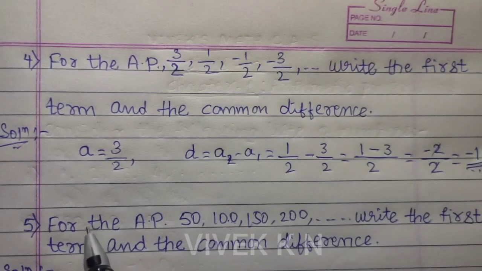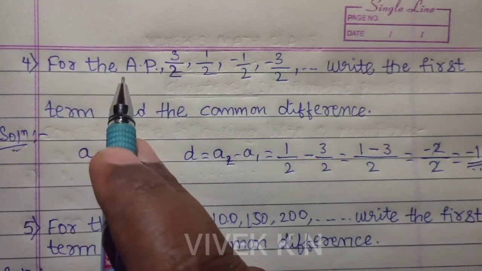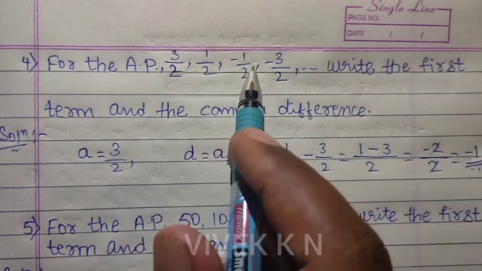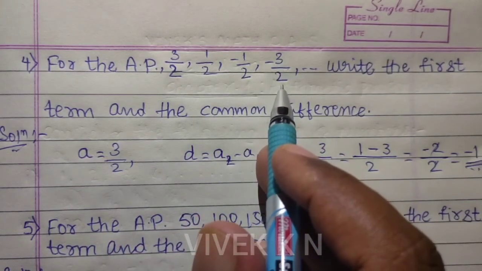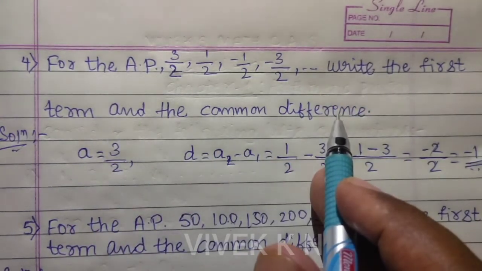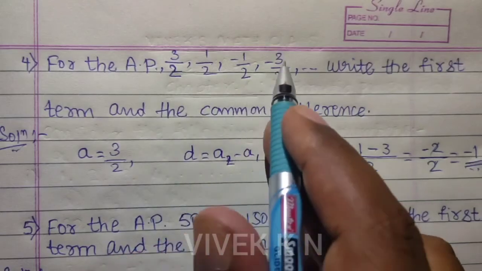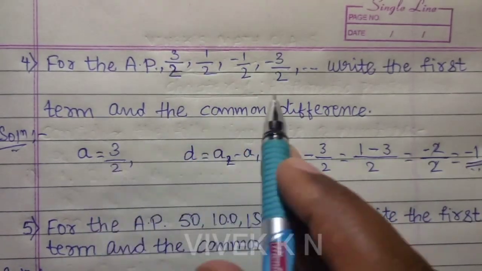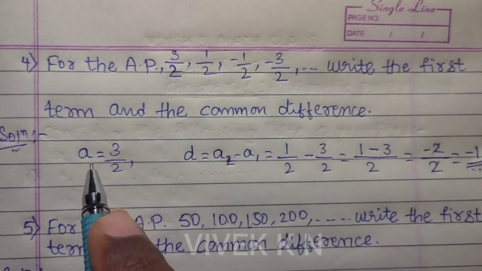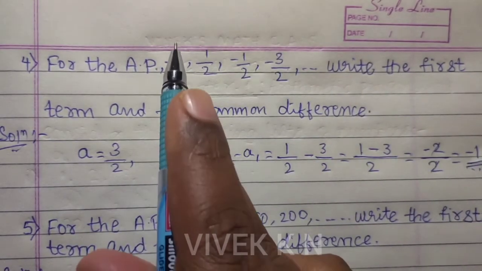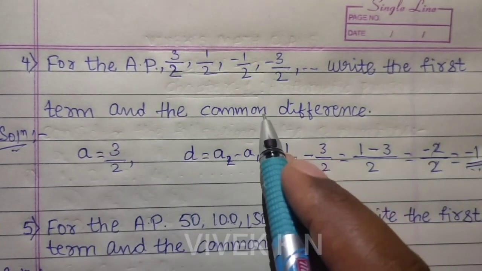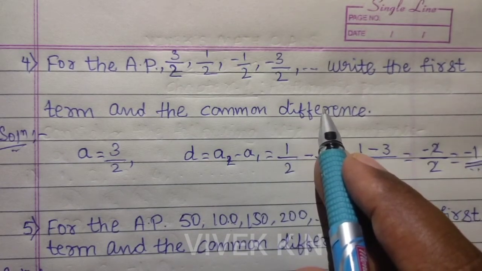Let's move on to the fourth question. For the AP 3 by 2, 1 by 2, minus 1 by 2, minus 3 by 2, and so on, write the first term and the common difference. In this AP, we have to find the first term and the common difference. First term is nothing but A. Here what is the first term in this AP? 3 upon 2. 3 upon 2 is the first term. Okay. Next, common difference. We have to calculate.